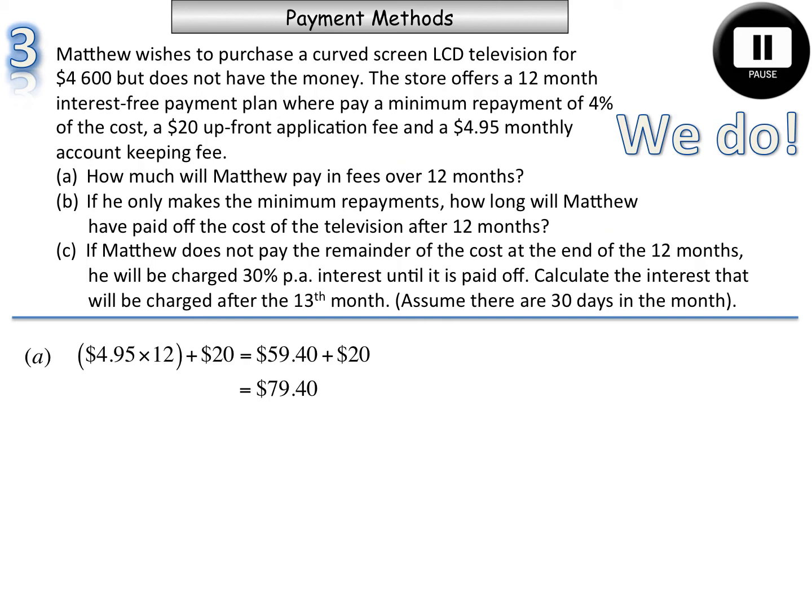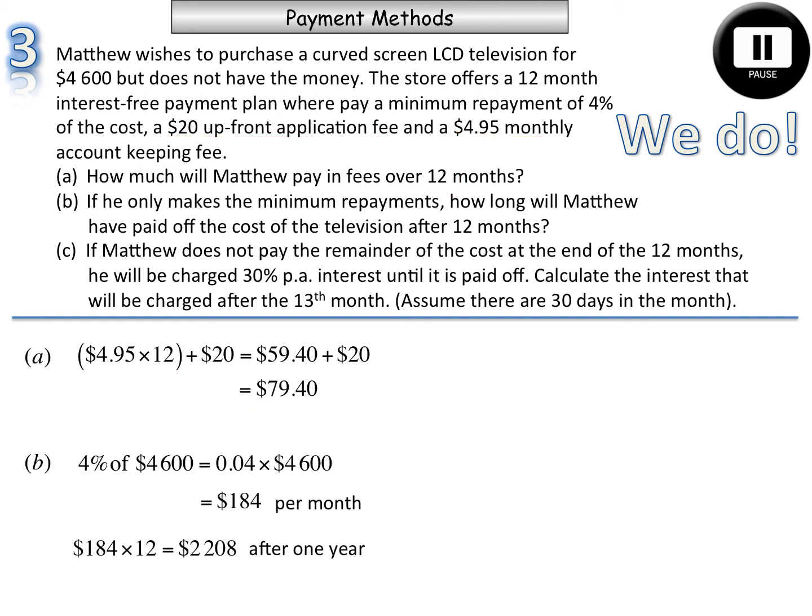So each month it's $4.95, and we want 12 months, so $4.95 times 12. There's an upfront fee of $20, so then that works out to be $79.40.